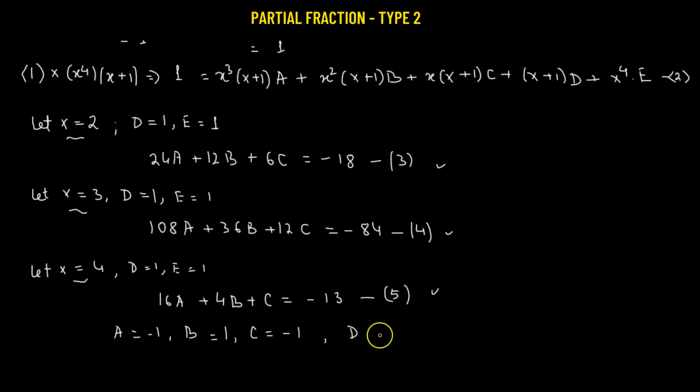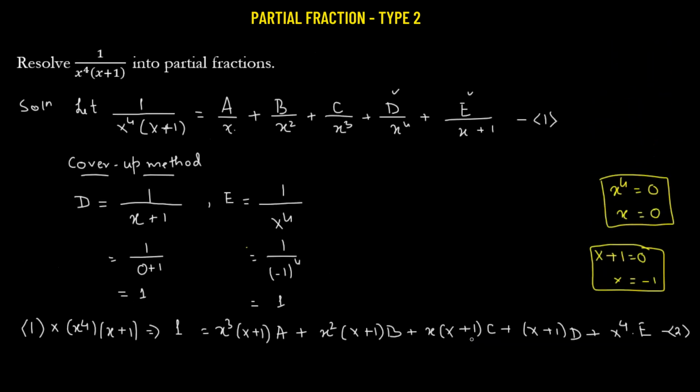So these are the 3 values. We also have obtained the values of d and e as well. So let's note it down. d was 1 and e was 1. I'm writing it down because we can now finally substitute this back into equation number 1 to get the required result. So let's do that.